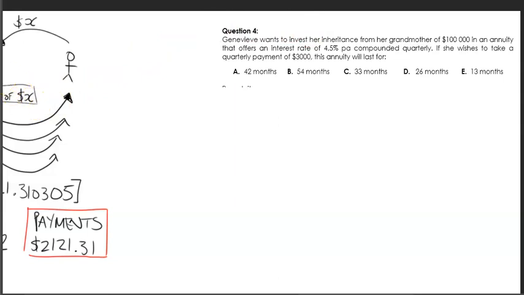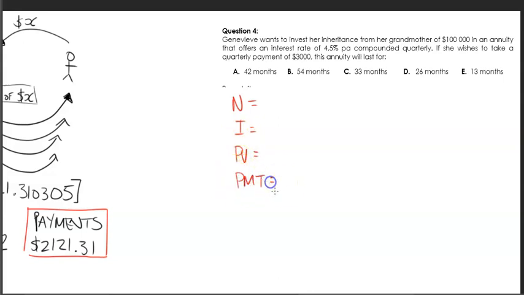Question 4: Genevieve wants to invest her inheritance from her grandmother of $100,000 into an annuity that offers an interest rate of 4.5% per annum compounded quarterly. If she wishes to take a quarterly payment of $3,000, this annuity will last for how long? Let's first set up a template and put in the information that we do know from the question, and obviously what we're looking for as well.